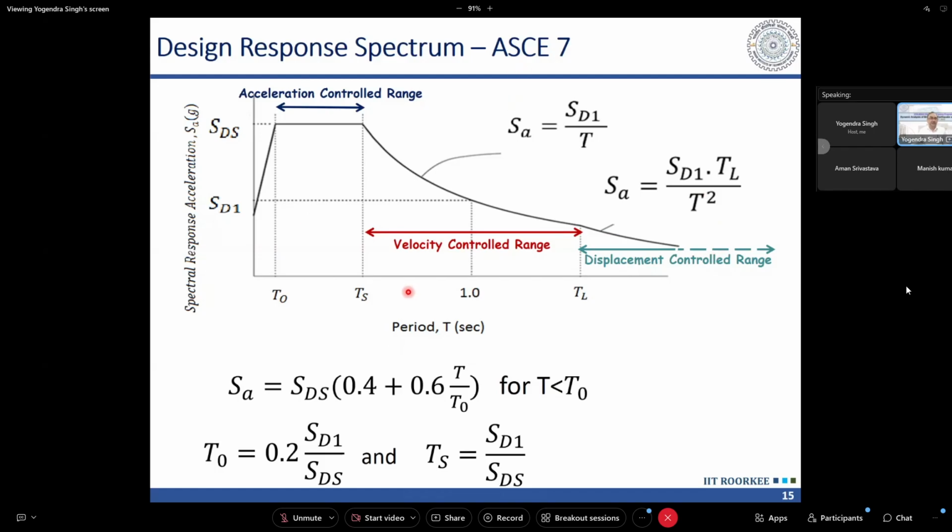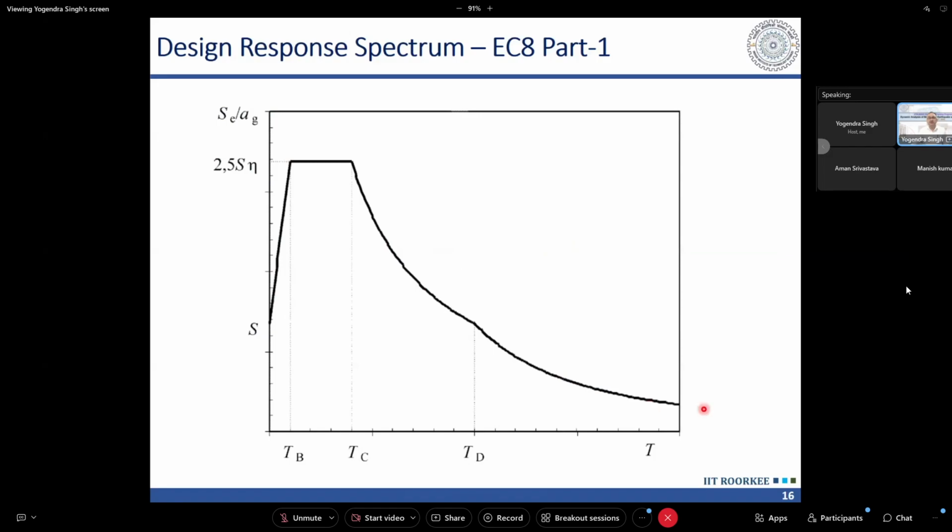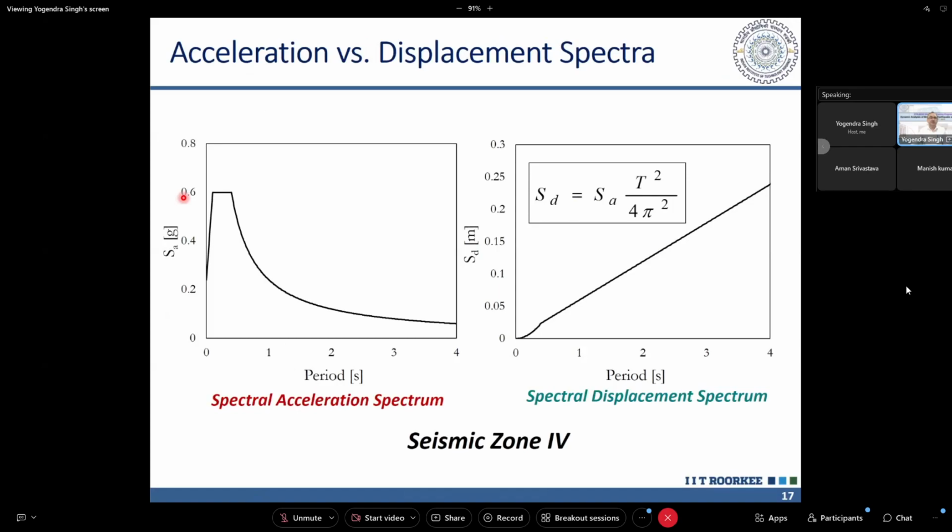In ASCE 7 as well as in Eurocode, this type of response spectra are given. In Eurocode also, there is a period TD beyond which it is displacement controlled, proportional to 1 upon T square. This acceleration response spectrum we can convert into a displacement response spectrum because this is the response of a single degree of freedom system. We can just take SD as SA T square by 4 pi square. Then the initial increasing portion will become a cubic parabola, then we will have a parabola, and then this 1 upon T will become linear. So it will go on increasing linearly till the velocity control range ends at 4 seconds.